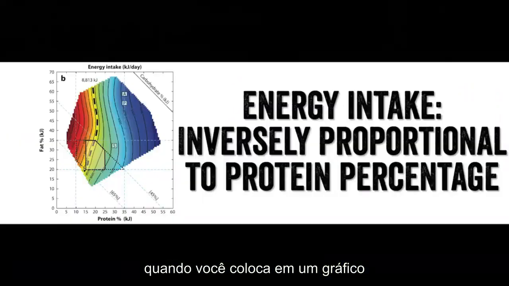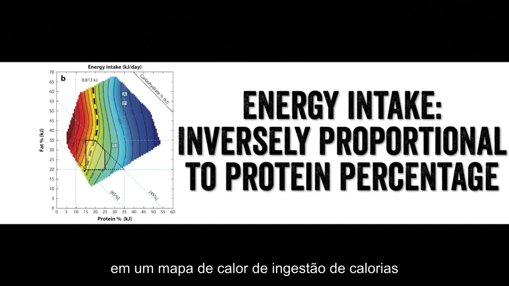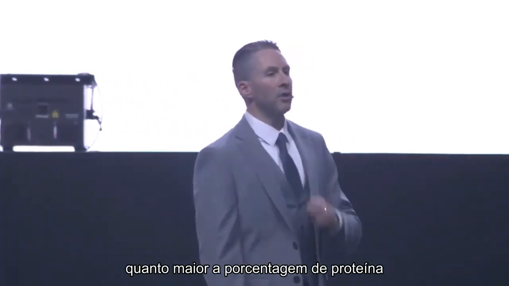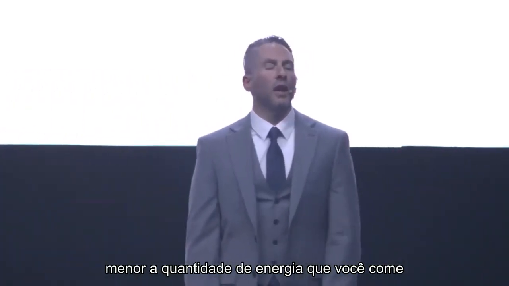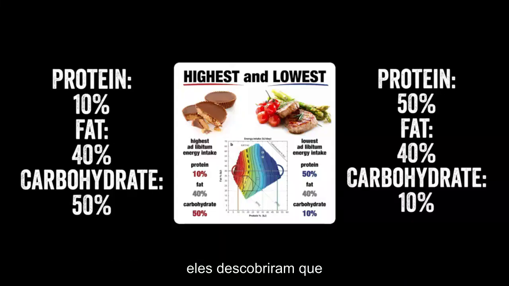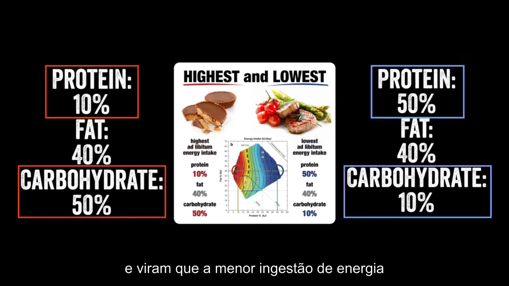When you graph out protein percentage on an energy intake heat map, like Raubenheimer and Simpson did, you see that protein is on the x-axis here, protein percentage. The higher your protein percentage, the less energy you eat, and the lower your protein percentage, the more energy you eat. They found the very highest energy intakes at a low protein of 10% and a high carbohydrate of 50%. And they saw the very lowest energy intakes at a high protein intake of 50% and a low carbohydrate intake of 10%.